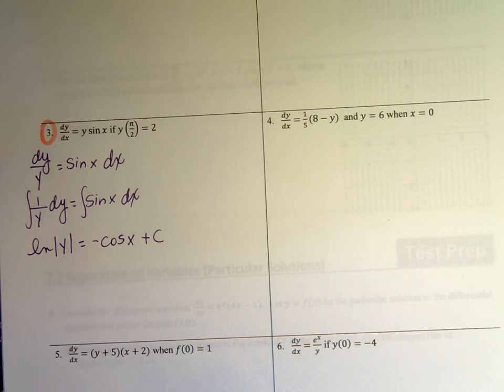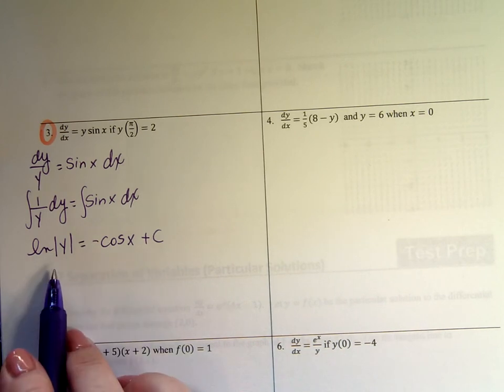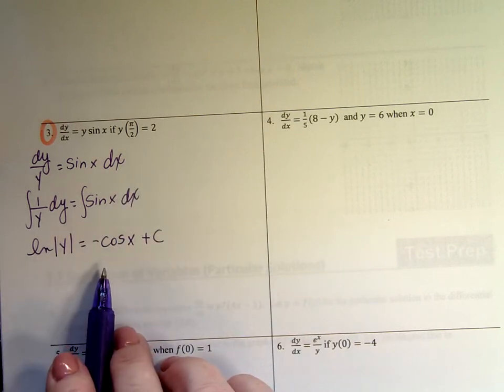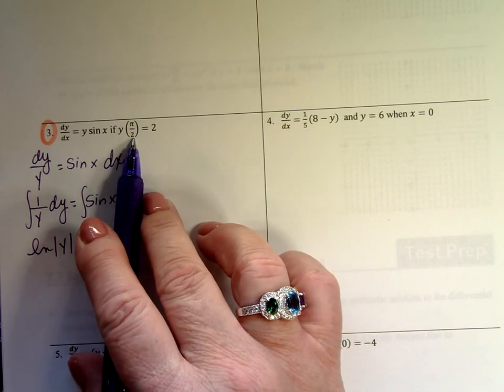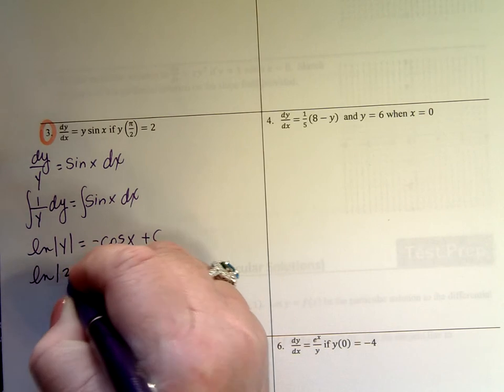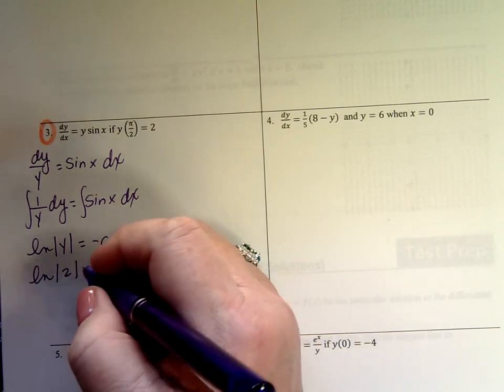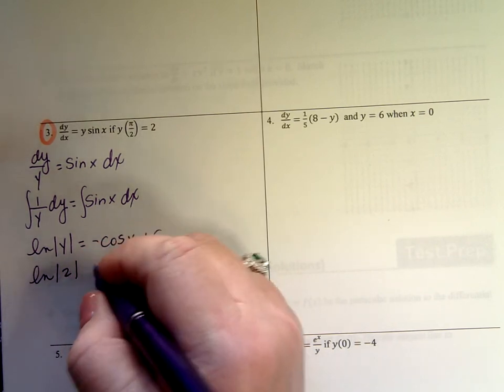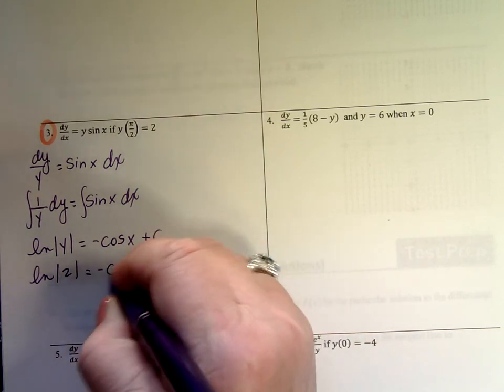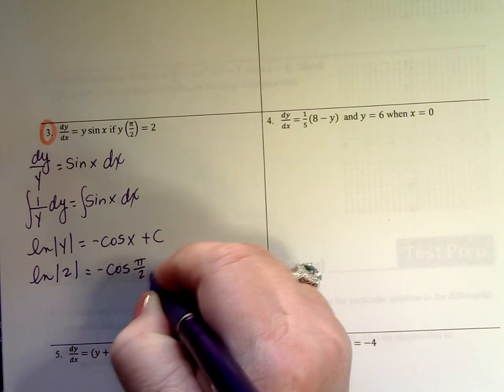Again, I'm going to have to write this as y equals, but they gave me information to find the c, so this might be a good stopping place for me to find that c. So, if x is pi over 2, y is 2. ln of 2 equals negative cosine of pi over 2 plus c.